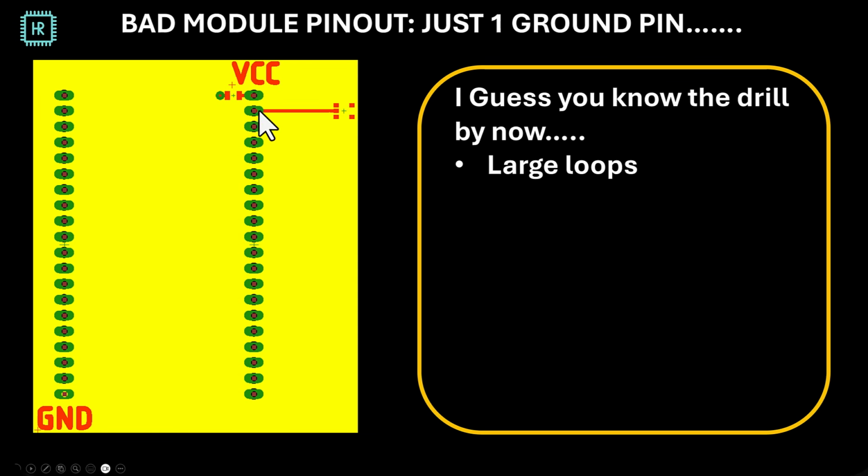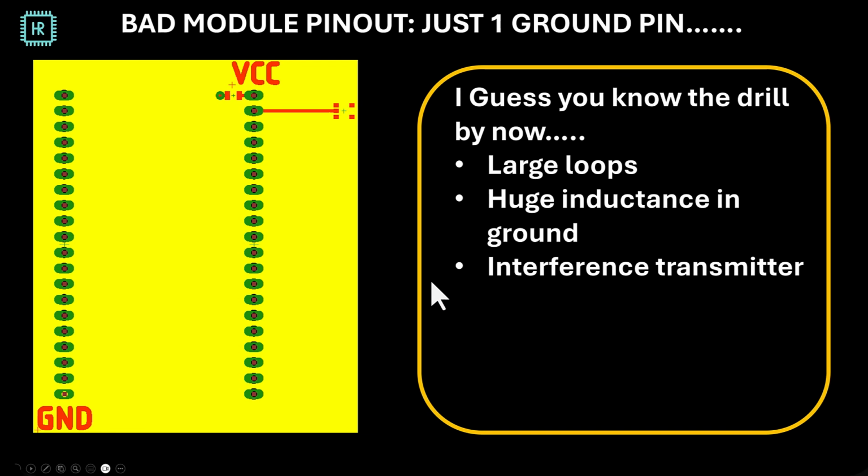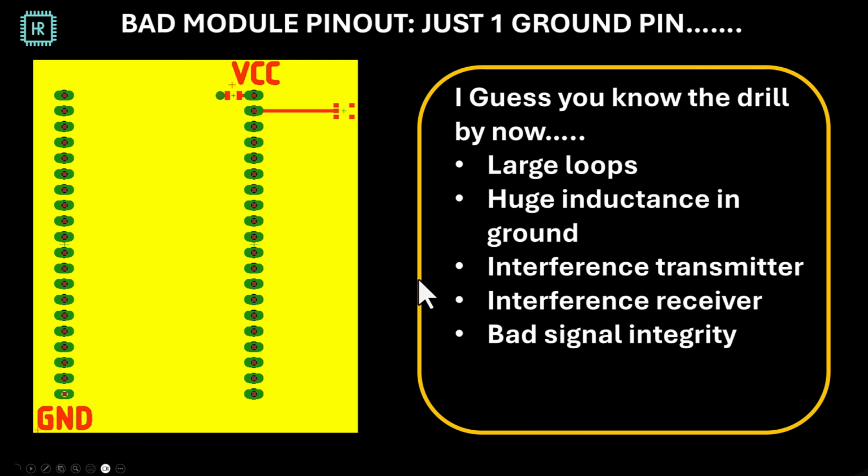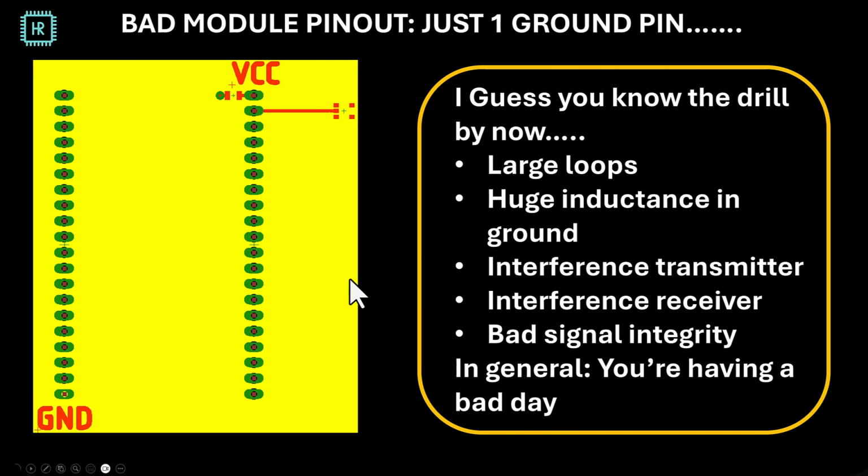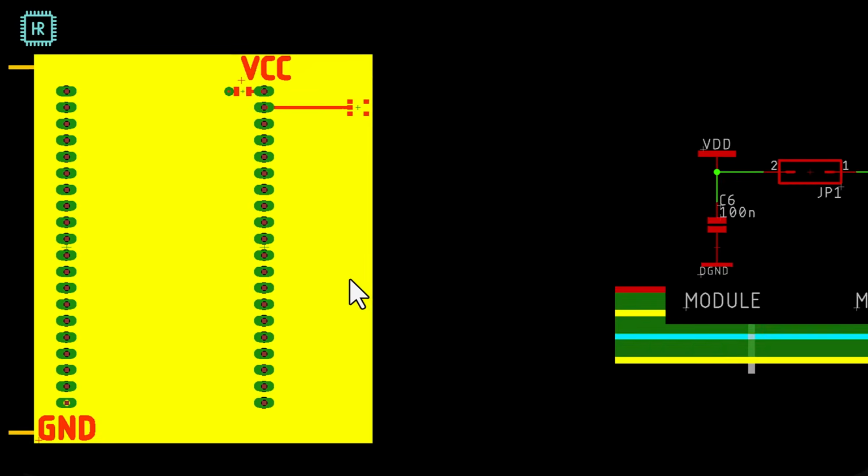So if you have a signal here, for instance, going to a port, then the return current has to go all the way to this ground pin and all the way back. One of these ways is on the module, which is mounted on top of here, as you can assume. Large loops, huge inductors in the ground, you're transmitting interference, you're receiving interference, you have bad signal integrity, and in general, you're having a bad day. Now, not that there's that much you can do about it if you buy these modules. However, if you make modules yourself, of course, you have all the freedom to solve it.